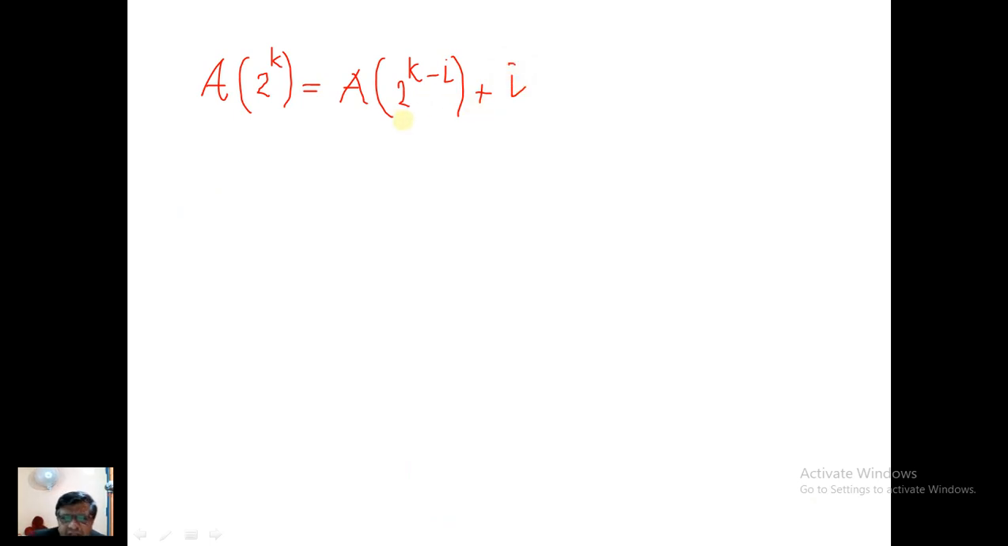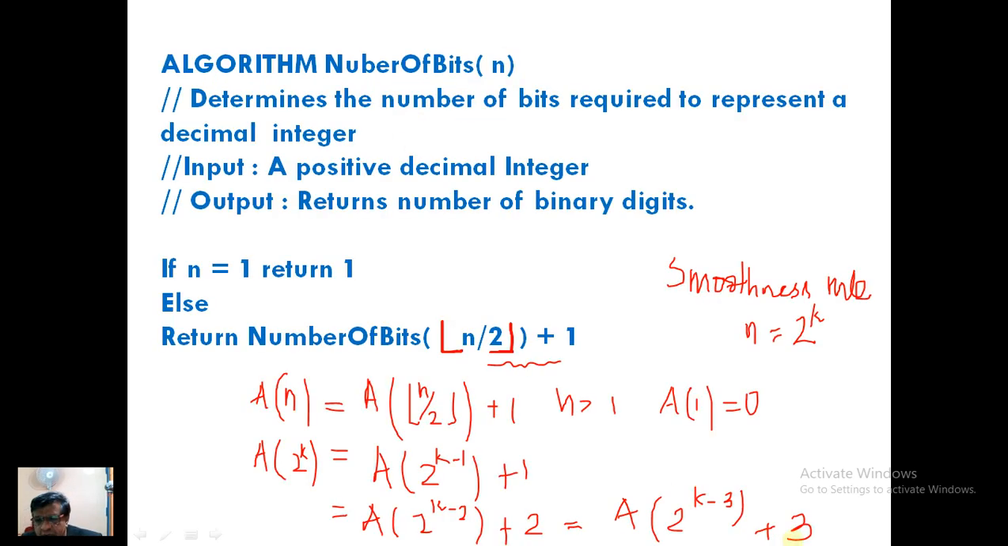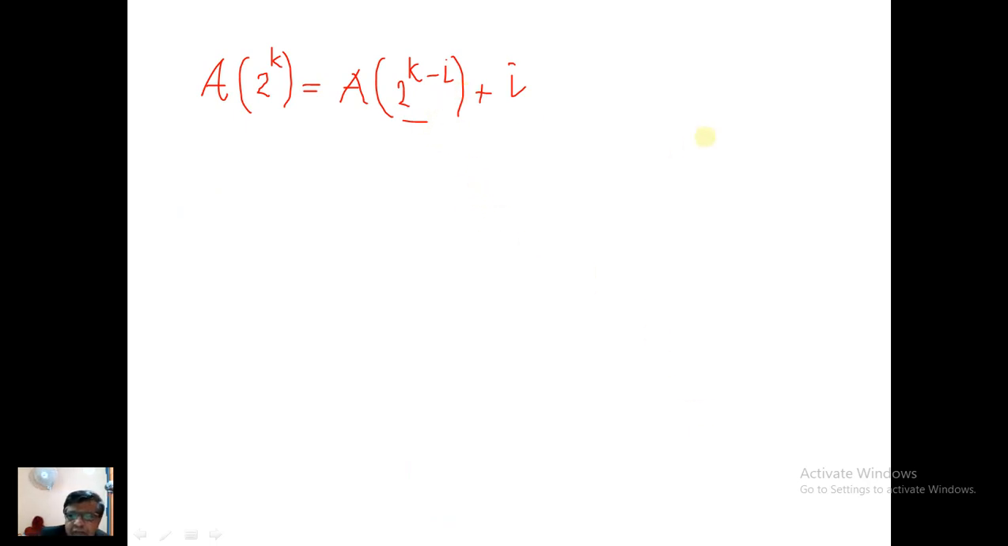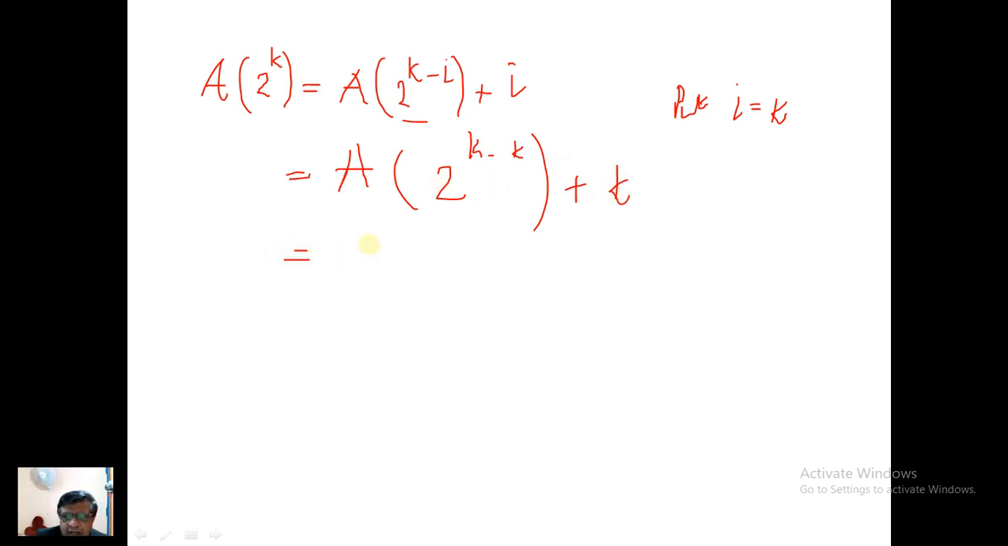Now we have to take this to a base case. The base case happens to be 1. It should become 1. So when exactly will it become 1? If you substitute i equal to k, what happens is a of 2 to the power of k minus k, plus k. 2 to the power of k minus k is 2 to the power of 0, which gives us 1. Therefore the number of additions is 0, and what remains is k.